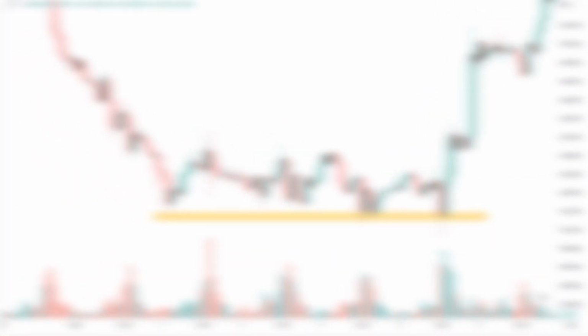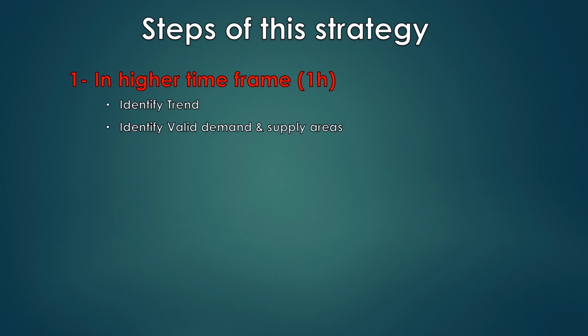Now let's have a recap of all the steps used in this strategy. First, in a higher time frame, for example the 1 hour time frame, we need to identify the trend. Based on the trend, we should detect the two last valid demand or supply zones. For example, if there is an uptrend, we should identify the two last demand zones, or if there is a downtrend, we should identify the two last supply zones.